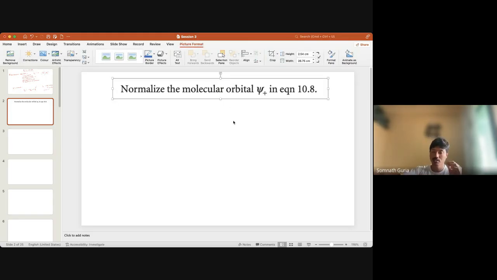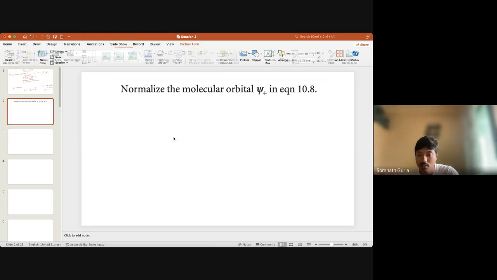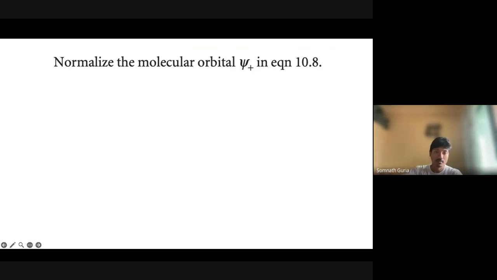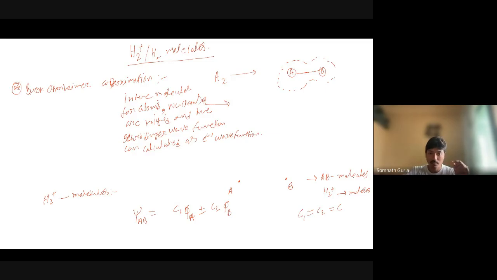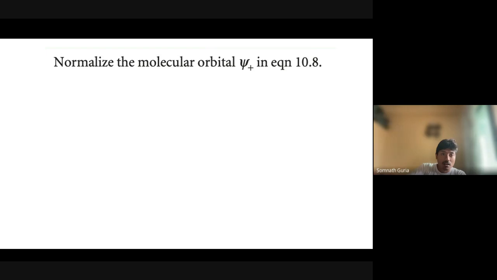First of all, solve this problem. What is the psi plus? Here psi plus is the plus combination of these functions. So psi plus is equal to C times the bracket of A plus B. Can we normalize this psi plus and find out the value of the coefficient? It's very easy. We have to normalize it.